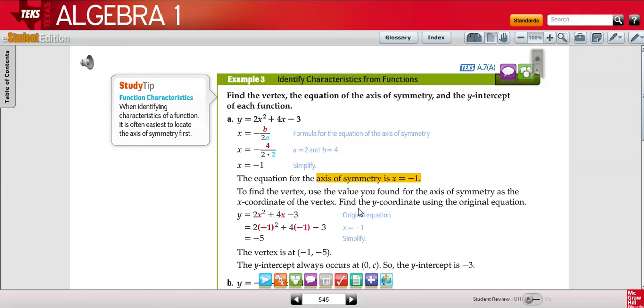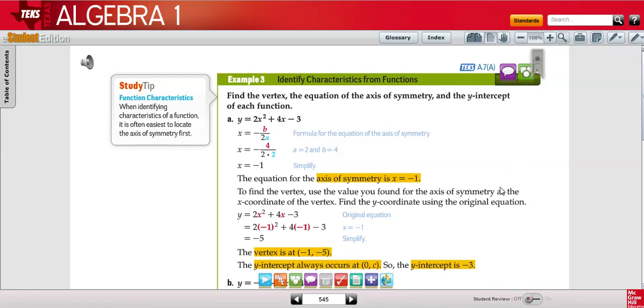For the last part, which is our y-intercept, it always occurs at 0 comma c. This is important to write down. We already wrote that in our key concepts: the y-intercept is c. In our original equation, c is negative 3. So the y-intercept is negative 3. So just by looking at the equation, not even by graphing it, we can find the vertex, the axis of symmetry, and the y-intercept.